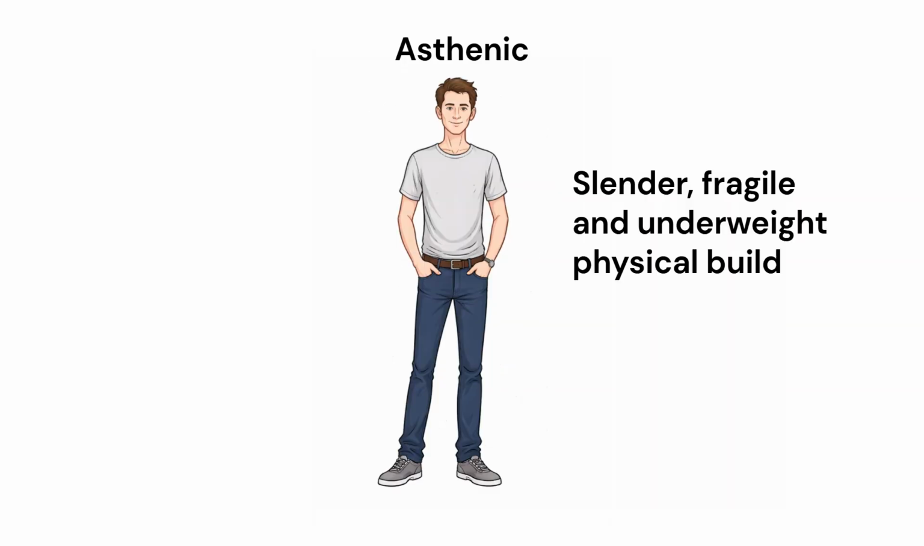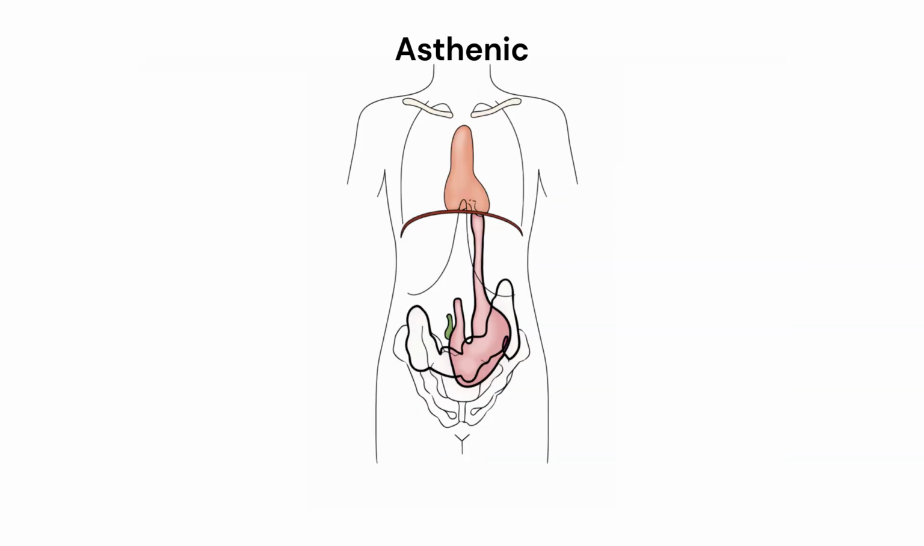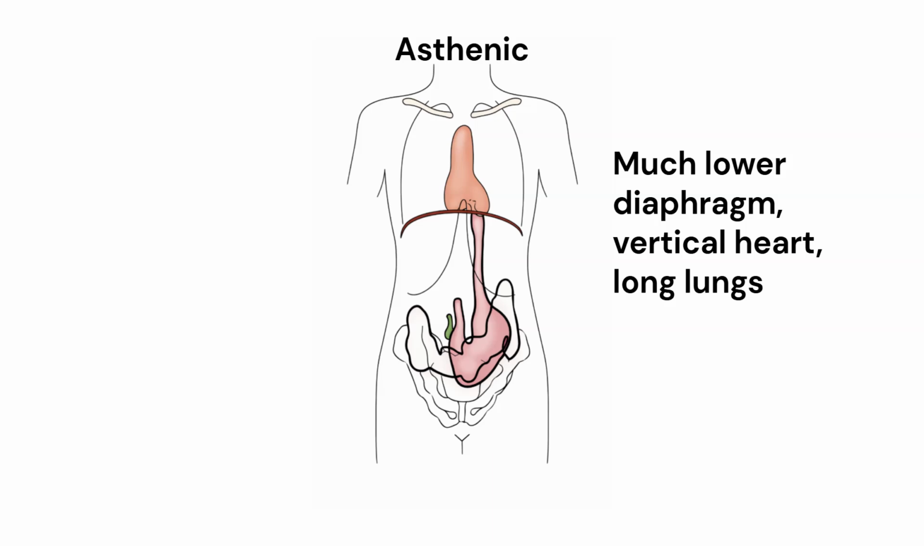The asthenic body habitus represents the extreme of slender body build. The thorax is narrow, and the body appears tall and thin. In radiology, this body type demonstrates the most pronounced downward displacement of abdominal organs. The diaphragm sits noticeably lower within the thoracic cavity.